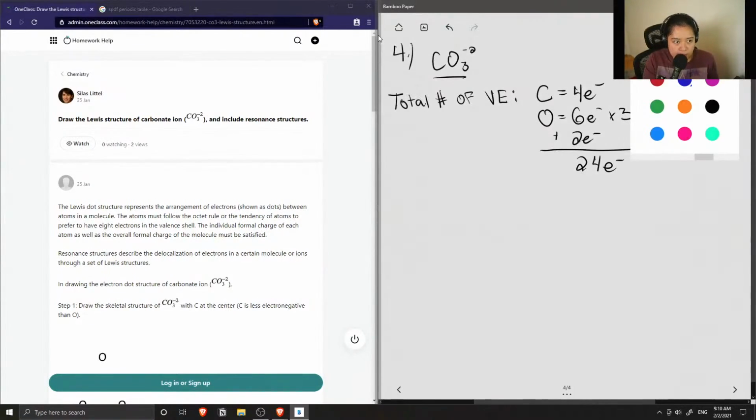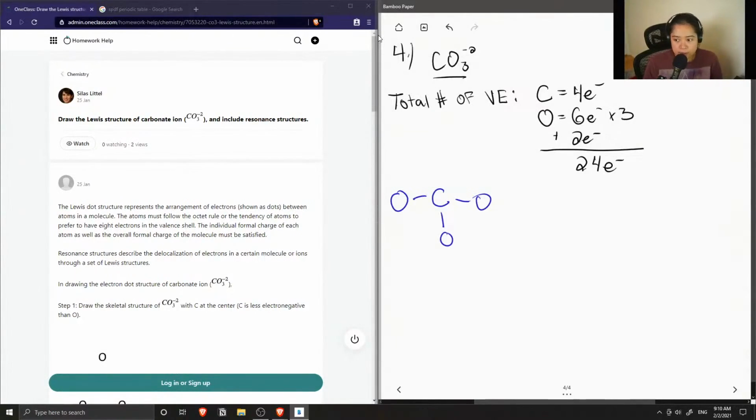Okay, so now let's try to draw a skeletal structure where we have carbon bonded to 3 oxygens. So notice that our carbon doesn't have a full octet yet, so one of our oxygens will be double bonded. So now let's draw in all of our electrons and count how many electrons are in the structure.